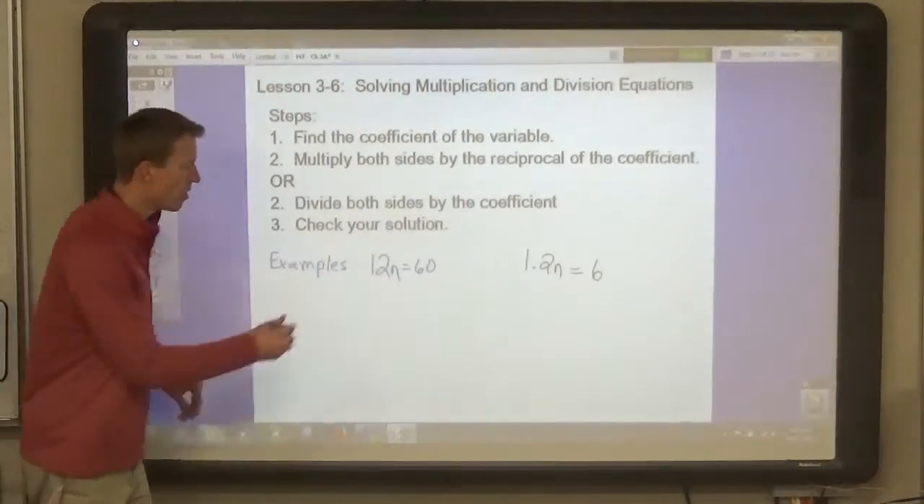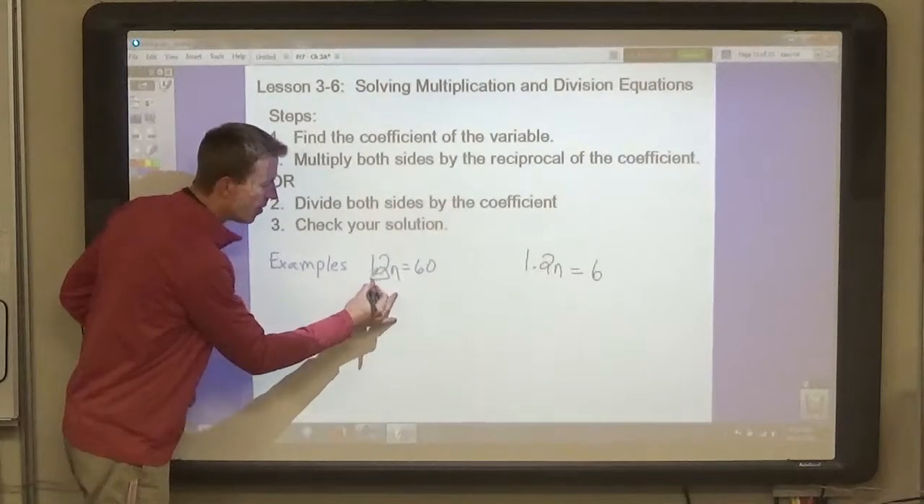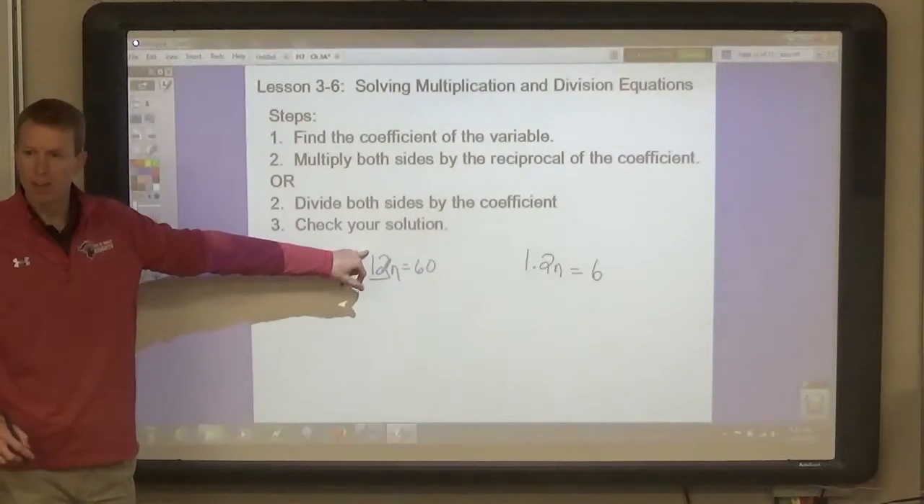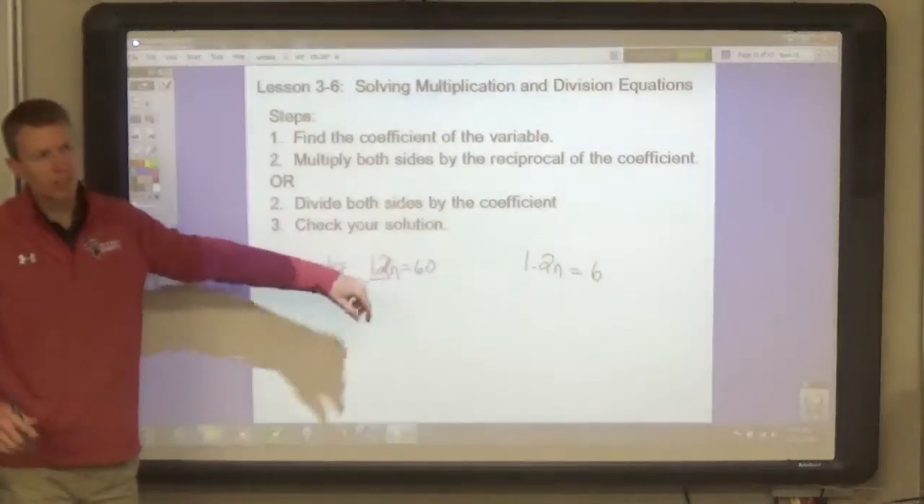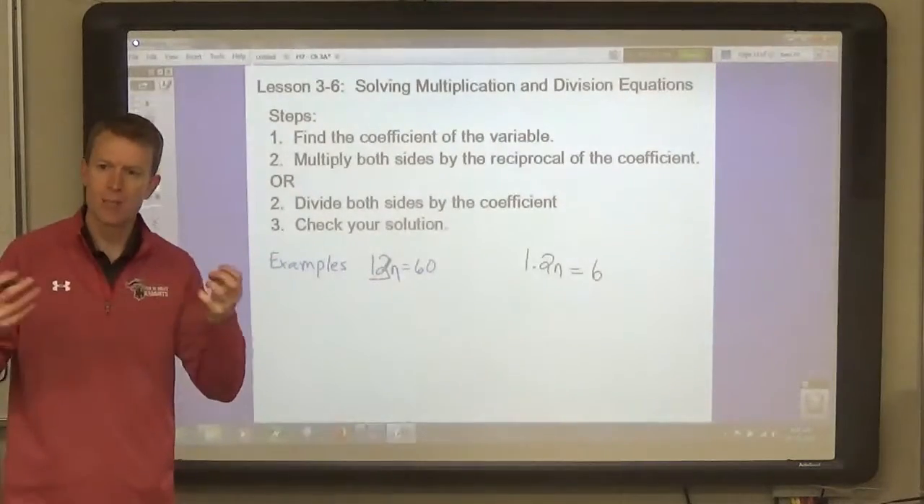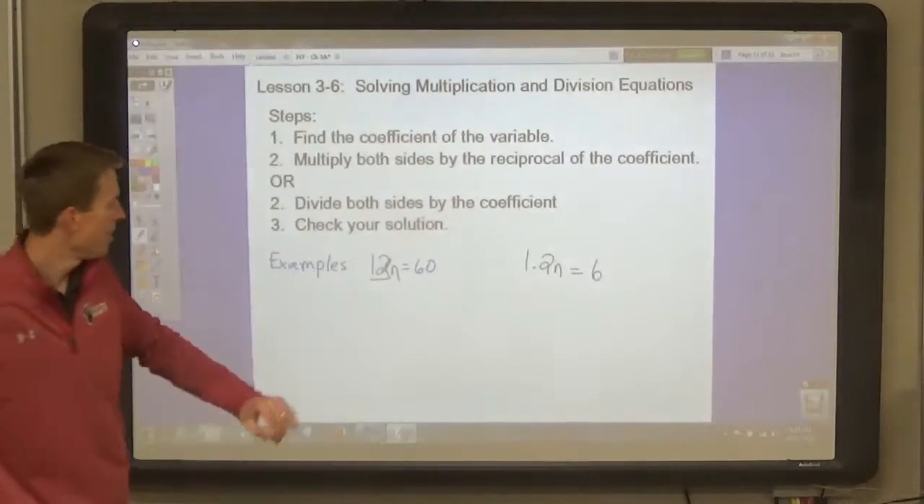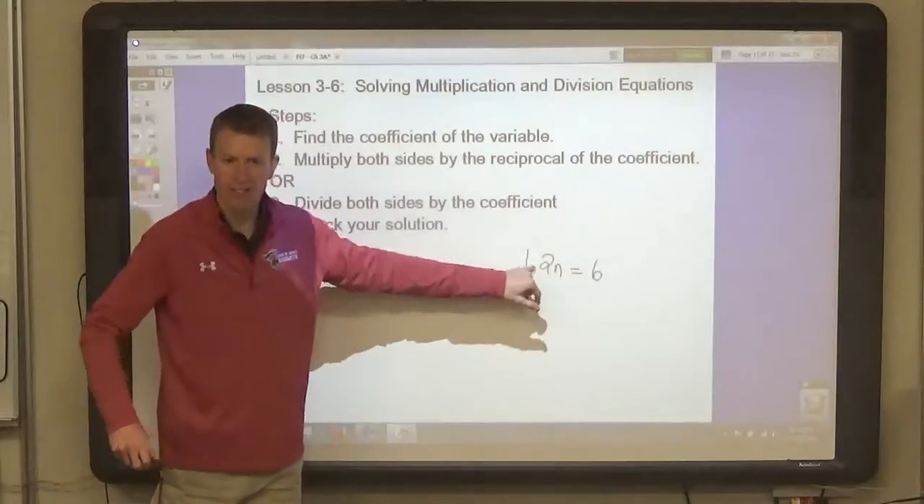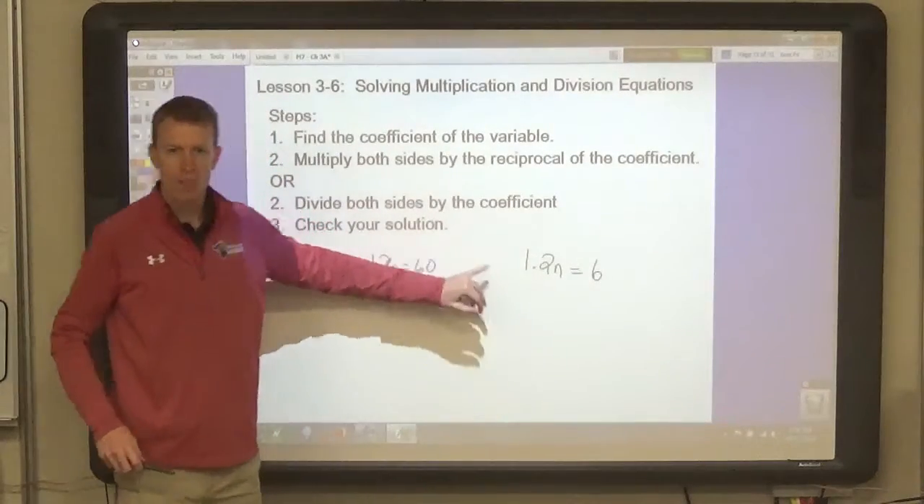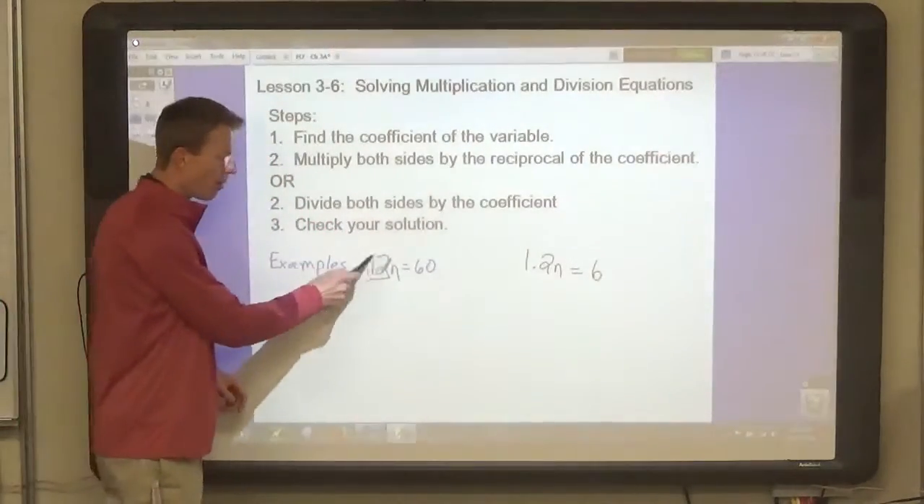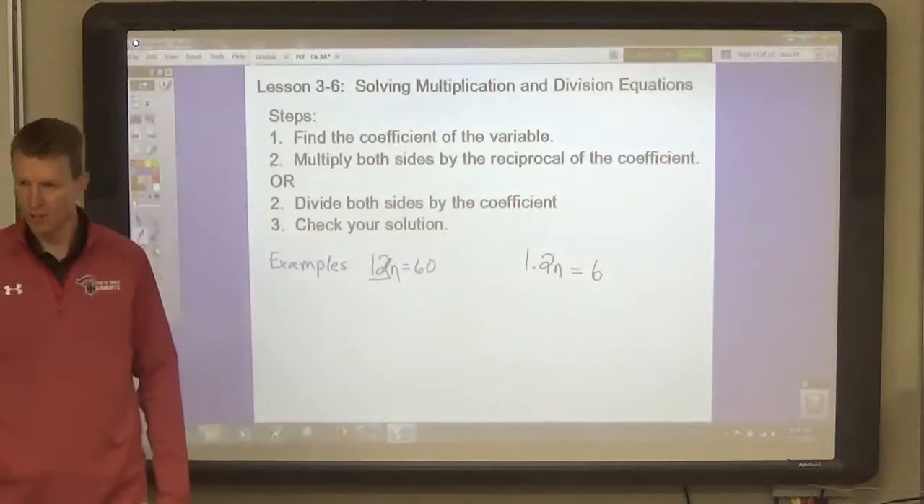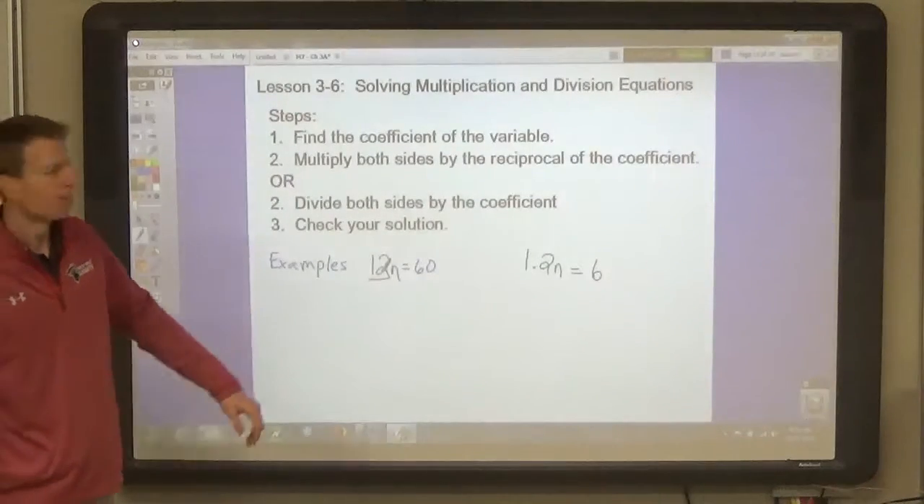The coefficient is always the number that is right next to the variable. Sometimes it's a whole number, sometimes it's a fraction, sometimes it's a mixed number, sometimes it is a number with a decimal point in it. Okay? But that coefficient is always just the number that's next to the variable. Alright? With me so far? Sure.